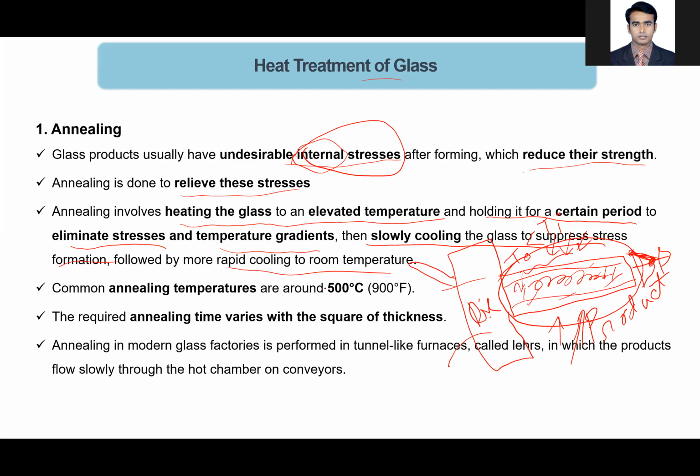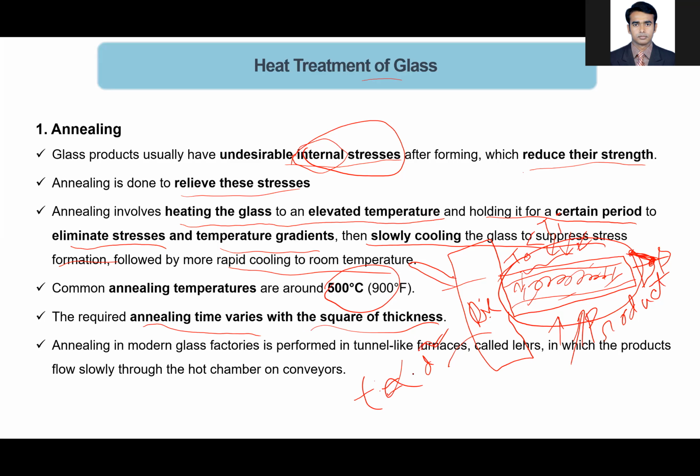A common annealing temperature is around 500 degrees Celsius for the glass, and the required annealing time actually varies. The annealing time varies with the square of the thickness. That means if we write the equation, t is proportional to d squared, where d is the thickness.